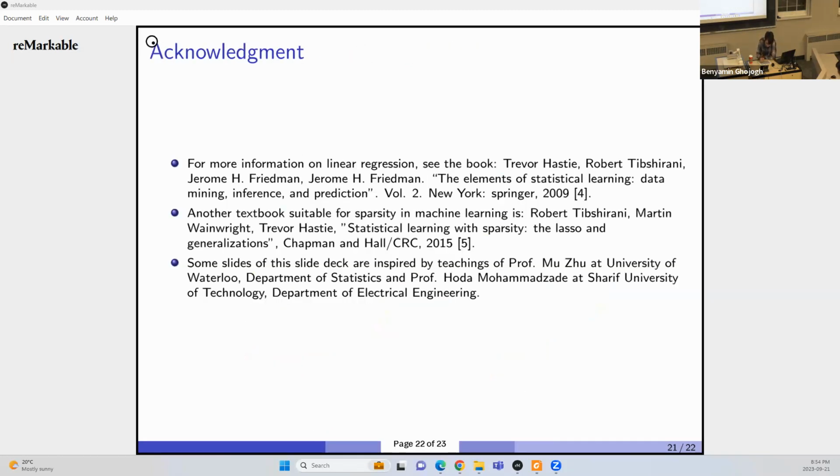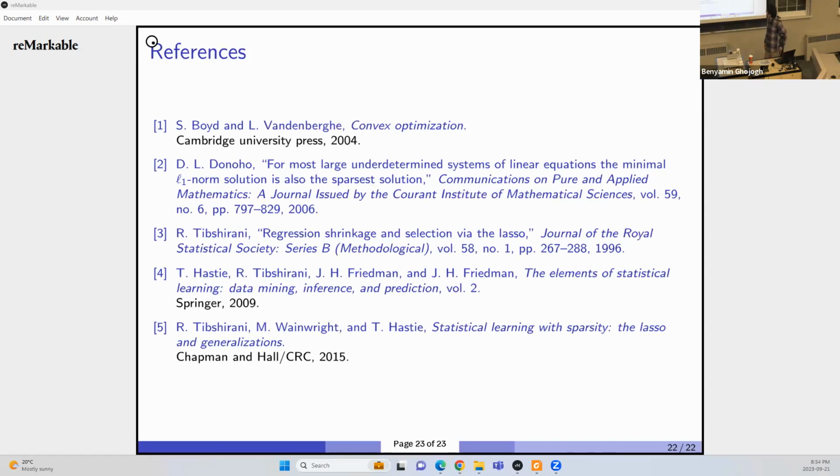Acknowledgements. For more information on linear regression, see the book by Hastie, Tibshirani, and Friedman, The Elements of Statistical Learning. Another one is Statistical Learning with Sparsity: The Lasso and Generalizations by Hastie, Tibshirani, and Wainwright. Also, some slides of this slide deck are inspired by teachings of Professor Mu Zhu at the University of Waterloo, Department of Statistics, and Professor Hoda Mohammadzade at Sharif University of Technology, Department of Electrical Engineering. So these are the references.